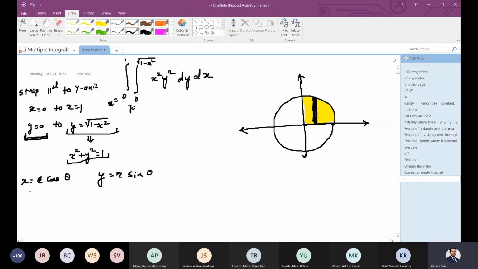What is this? Anyone? x equal to r cos theta and y equal to r sine theta. Have you seen this somewhere? You haven't seen it anywhere?